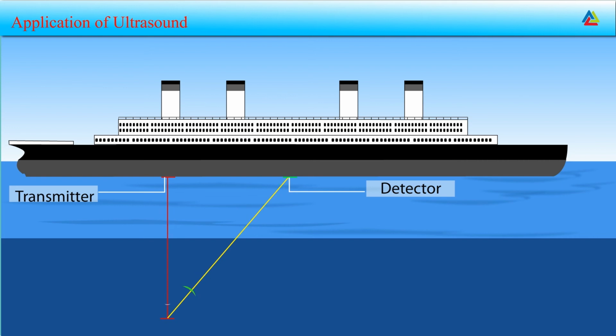These waves, when reflected back, are received by the detector. The detector converts the ultrasonic waves into electrical signals, which are appropriately interpreted. The distance of the object that reflected the sound wave can be calculated by knowing the speed of sound in water and the time interval between transmission and reception of the ultrasound.